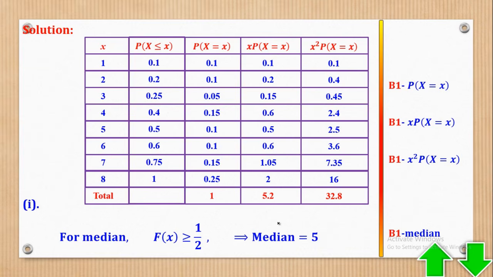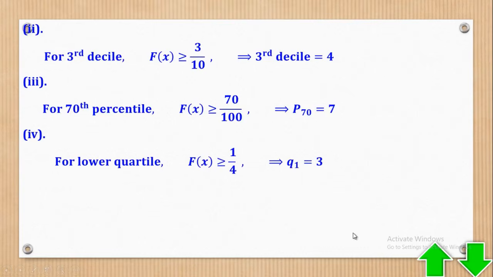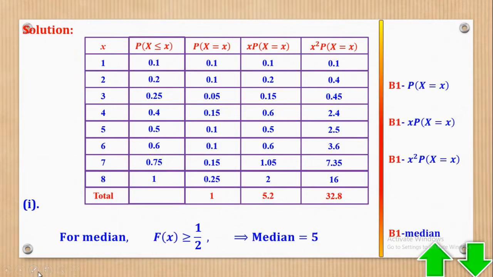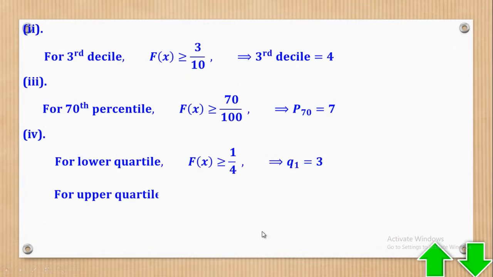So we shall come here and state that the lower quartile is 3. Then next we have to get the upper quartile also. Upper quartile is 3 quarters, which is 0.75, and the good thing is it is already here. Therefore the corresponding value of x is our upper quartile. Therefore we shall come here and state that the upper quartile is 7.